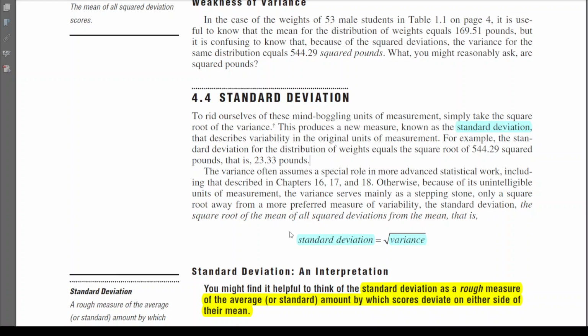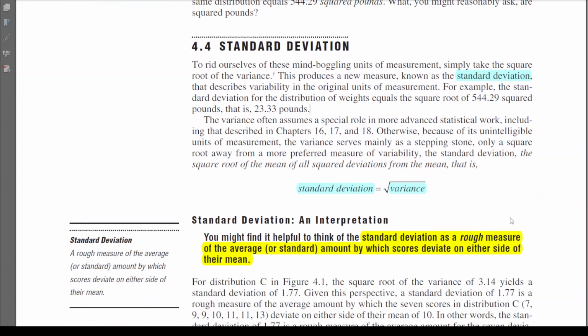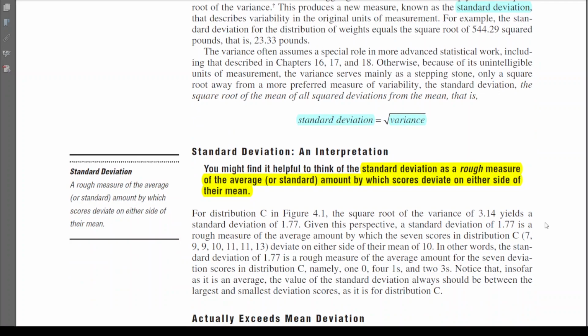The standard deviation is the square root of the mean of all squared deviations from the mean, which is nothing but that the standard deviation is the square root of the variance. Now, how do we interpret a standard deviation? You might find it helpful to think of the standard deviation as a rough measure of the average amount by which scores deviate on either side of the mean. So, a standard deviation can be thought of as a rough measure of the average amount by which each of the scores deviate on either side of the mean.